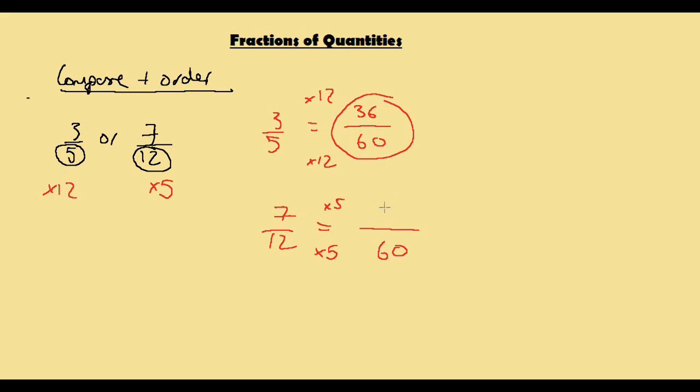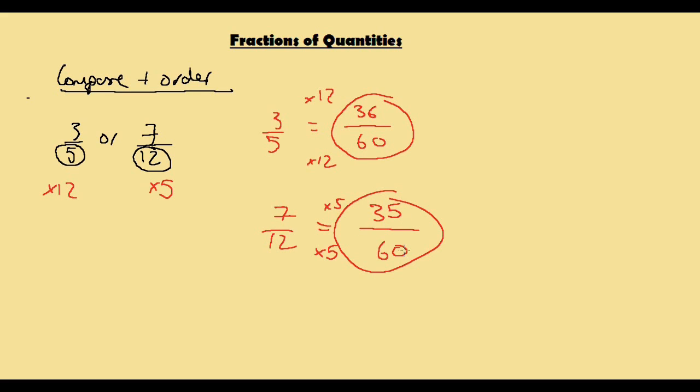Okay, so here we have equivalent fractions, and now we can compare because we've got the same denominator. We're saying that this top one, 3 out of 5, is the same as 36 out of 60, 36 parts out of 60. But 7 over 12 is the same as 35 parts out of 60. So this one is the smaller one, and this one therefore is the bigger one.